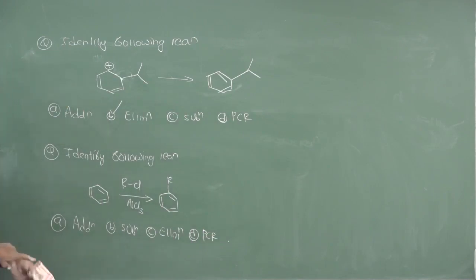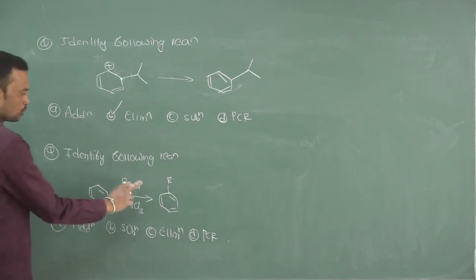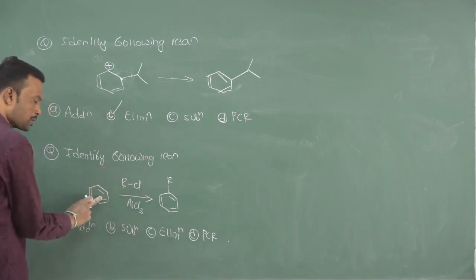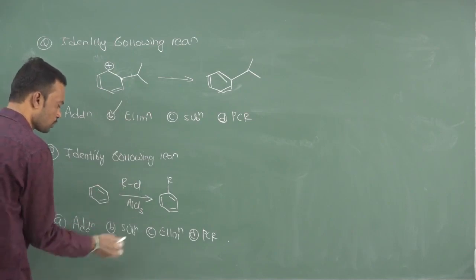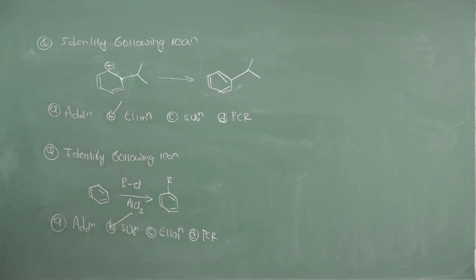Alkyl halide reacts with aluminum trichloride, so you will get a carbocation. That carbocation adds on benzene, that is addition. Then hydrogen will be removed like this. So addition and elimination simultaneously is known as substitution. It is an electrophilic substitution reaction.